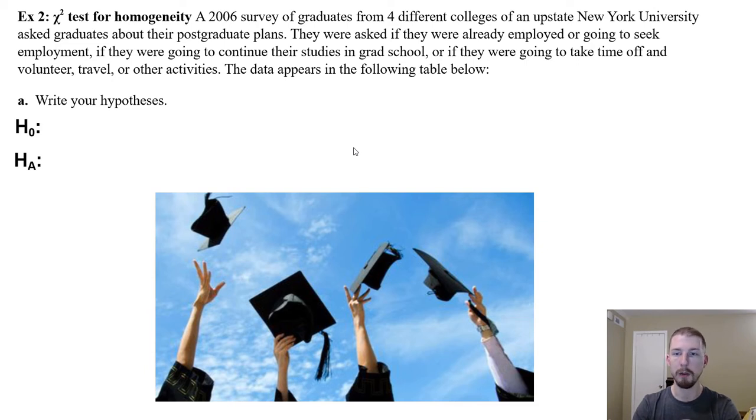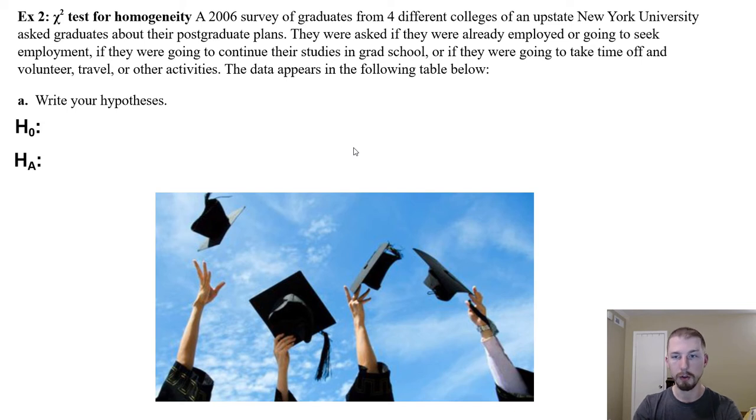They were asked if they were already employed or going to seek employment after they graduated, or if they were planning on continuing their studies in grad school, or if they were going to take time off, volunteer, travel, or do some other activities after they graduated. The data appears in the following table below. Okay, so basically from 4 different colleges from the same university, the people who go into these different things, what are they planning to do after they graduate?